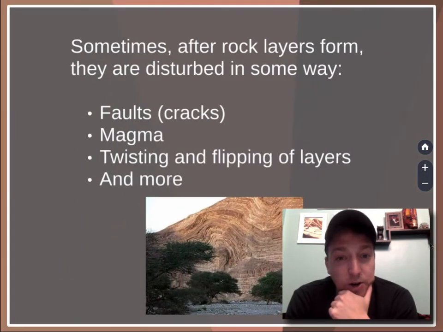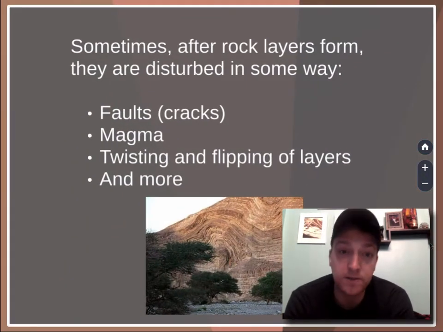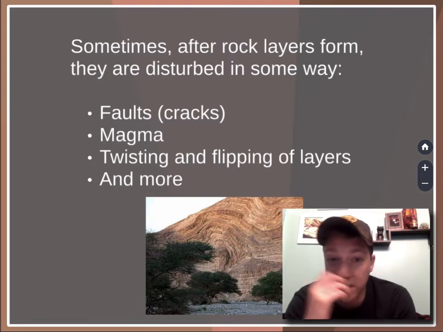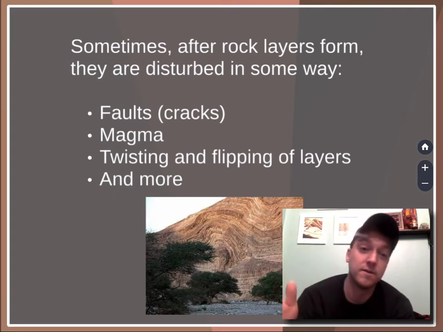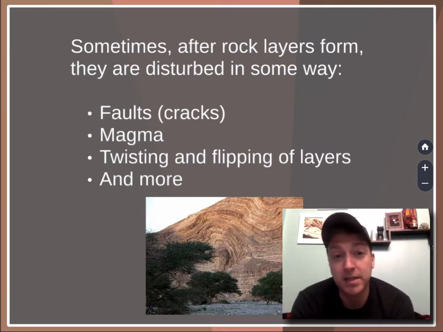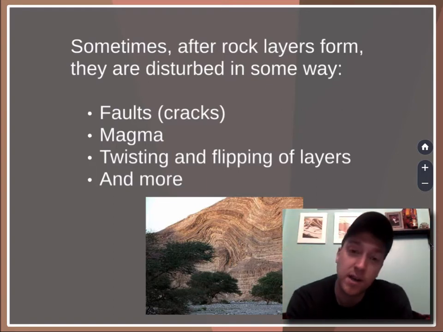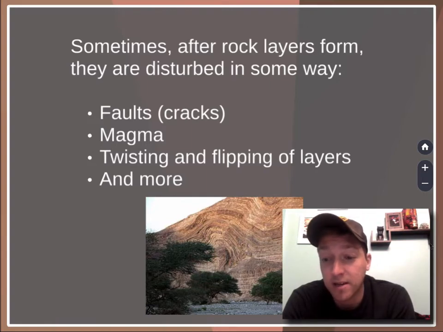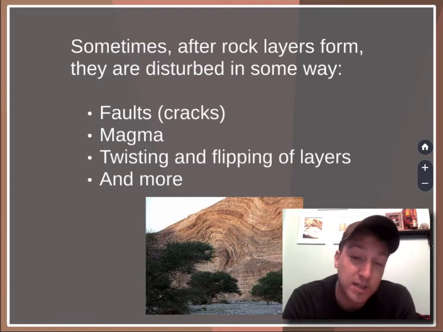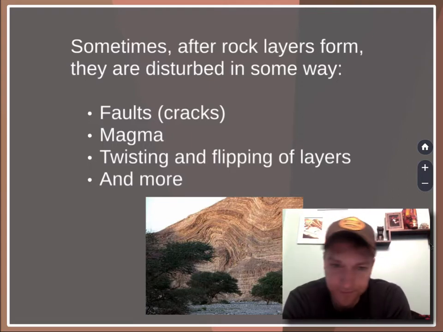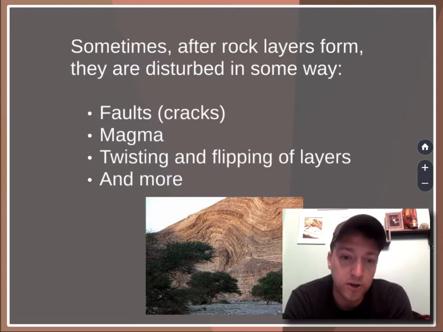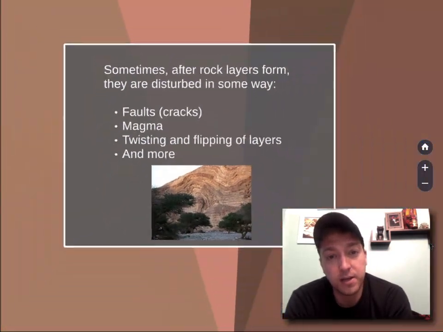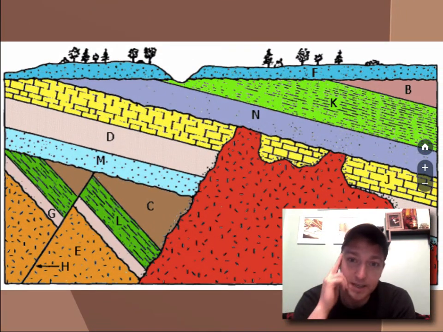Now, rock layers aren't always in clean, flat sheets. Sometimes they crack, sometimes they twist, sometimes they actually flip upside down. Sometimes magma goes through the rock layers, and this is because of plate tectonics, which we're about to learn about. Basically, tectonic plates colliding, tectonic plates moving apart, tectonic plates going under or over each other. So I'm going to give you a little puzzle here, which is not easy.